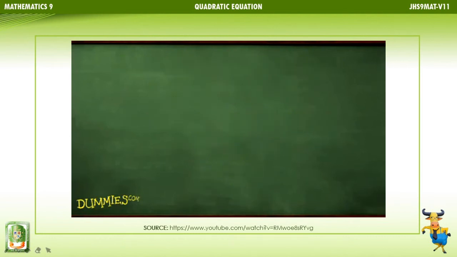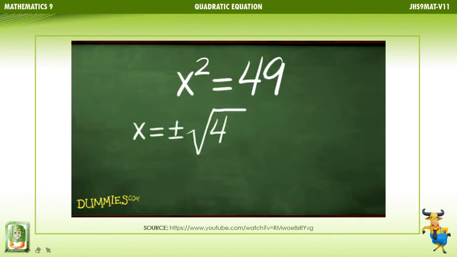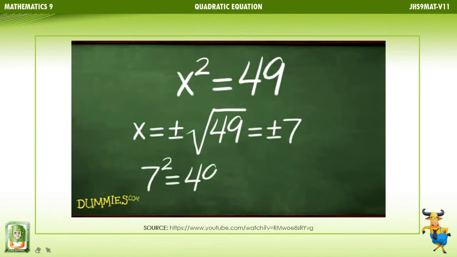Here are a few examples. Let's solve for x in x squared equals 49. Using the square root rule, x equals plus or minus the square root of 49, which equals plus or minus 7. This checks out because 7 squared equals 49, and minus 7 squared also equals 49.